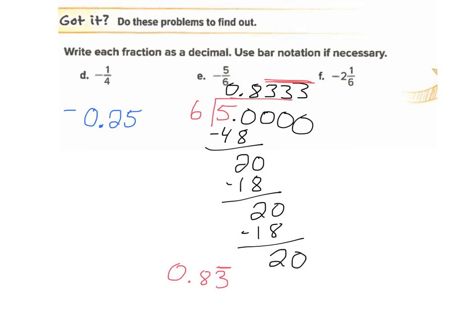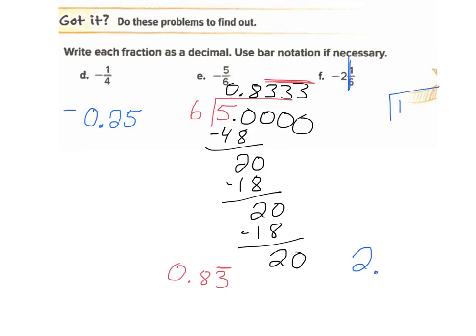Last one, negative 2 1/6. So you can think of it as two different things. You can think of it as two parts to a problem. First focus on the fraction, then focus on the whole number, and then put the two pieces together. So in this case, it'd be negative 2 and 1/6. So I know my answer is going to have 2 as the whole number.